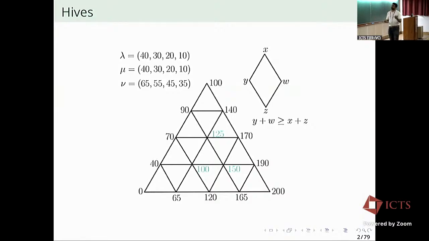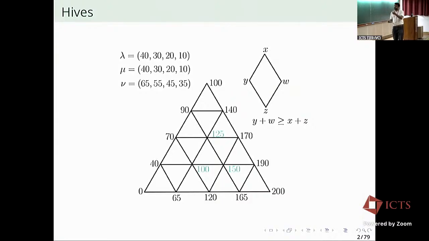So because this is non-increasing, restricted to each of these lines, if you take the piecewise linear extension of these numbers, you're going to get a concave function on this line. Similarly, you have a concave function on this line and a concave function on this line.